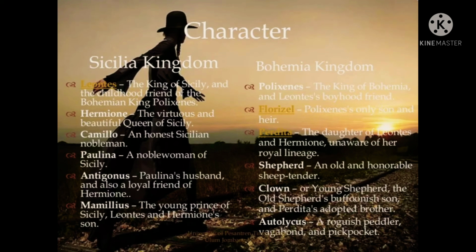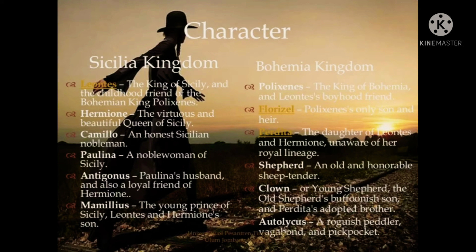Now we can see the Bohemian kingdom characters. In Bohemia, Polyxenes is the king of Bohemia and Leontes' childhood friend. Florizel is Polyxenes' only son and the heir to his throne. Perdita is the daughter of Leontes and Hermione, unaware of her royal lineage. And a shepherd was introduced in this play, an old and honorable sheep tender, and a clown or young shepherd.